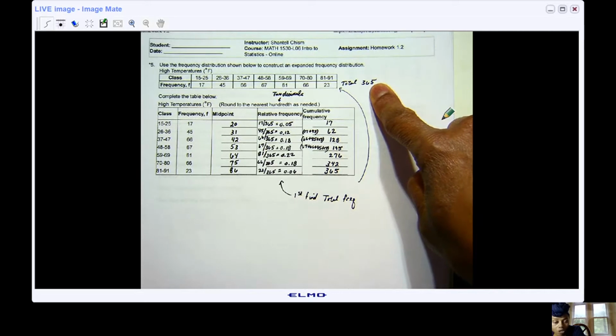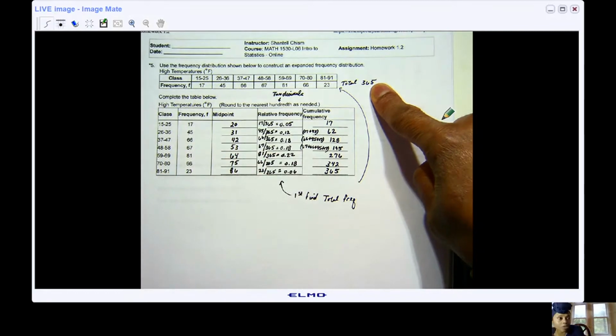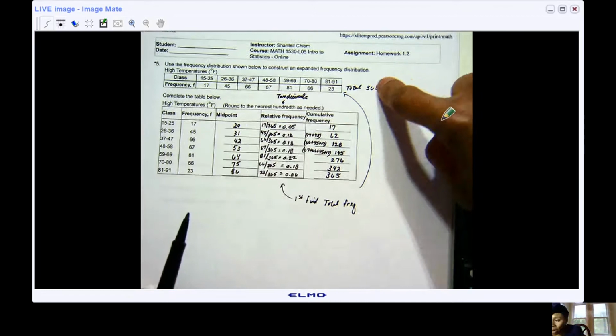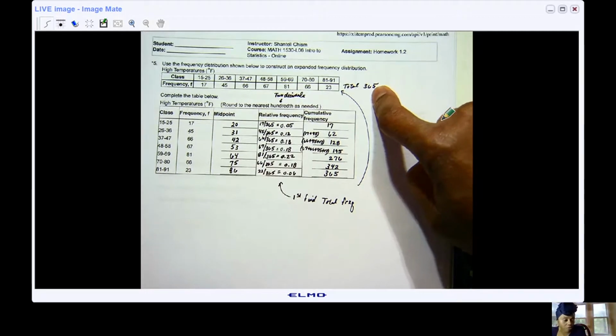So I have a total of 365 data values in my data set. Even though I don't have the actual data set, these frequencies represent how many data values we have. So when I add up these frequencies, I'm using that to represent the total number of data values.